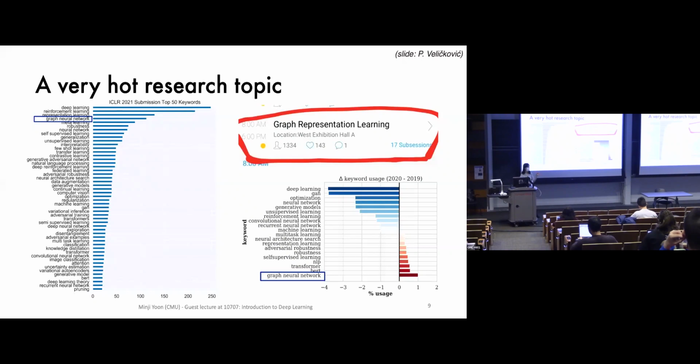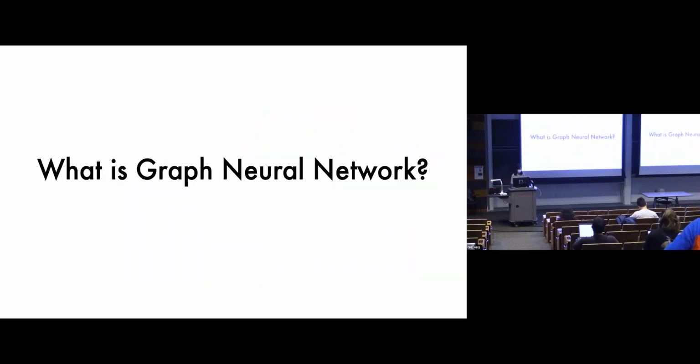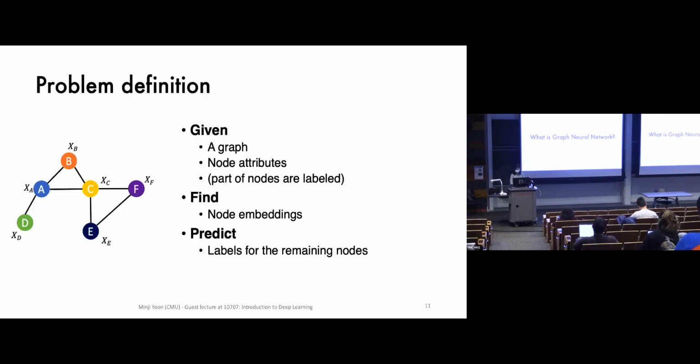And also before the pandemic, when NeurIPS was held offline, the second biggest workshop was graph representation learning, which had more than 1,300 attendees. And this is not just a temporal hype. As you can see, graph neural networks show the fastest growing speed across all topics in deep learning right now. So what is a graph neural network? Why could it bring this much power across various applications, and why do researchers put this much attention on this topic? So today we're gonna learn about graph neural networks.